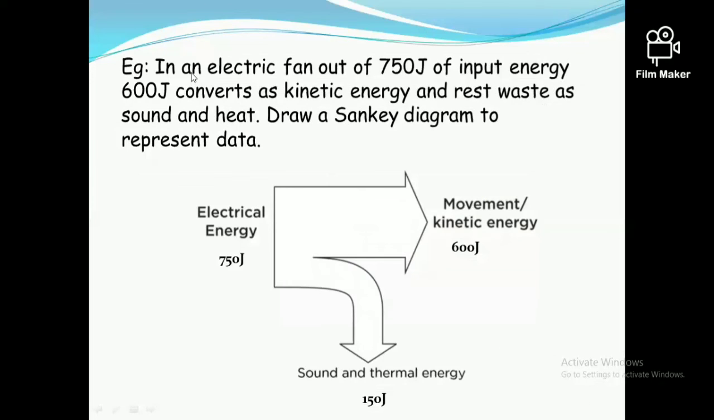An electric fan, out of 750 joules of input energy, converts 600 joules as kinetic energy. So you know that the input energy is 750 and the kinetic energy of the fan is 600. What would be the rest? If you subtract 600 from 750, the remaining is 150. That is the conversion to sound and thermal energy of an electric fan. So you can mark the Sankey diagram according to the information given. That is the basic concept of drawing a Sankey diagram.